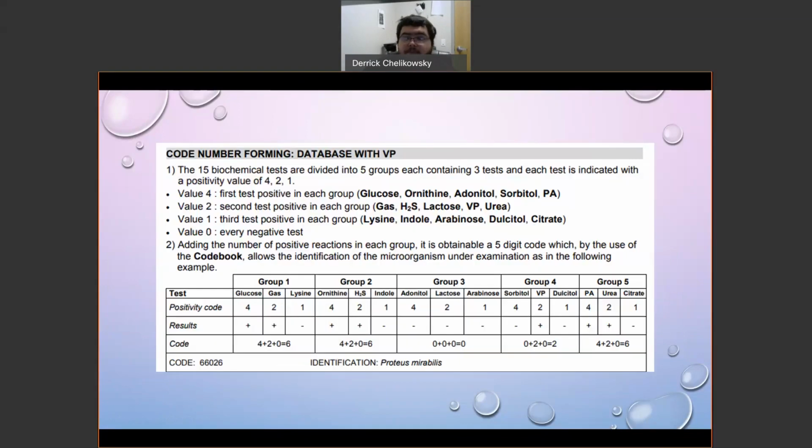Now, when you get the Enteropluri, you're going to go through the different tests, and each test is going to have a positivity code. If it's positive in group 1, for instance, for the glucose, that's weighted at 4, 2, and 1, then 4, 2, 1, then 4, 2, 1, and so on. And what you do is you add across. So this one right here is positive, positive, negative. So that's 4 plus 2 plus 0, which is 6. Since there isn't a positive reaction, it's a 0. You do not subtract the number. It is simply a 0. So the code for this is 66026.